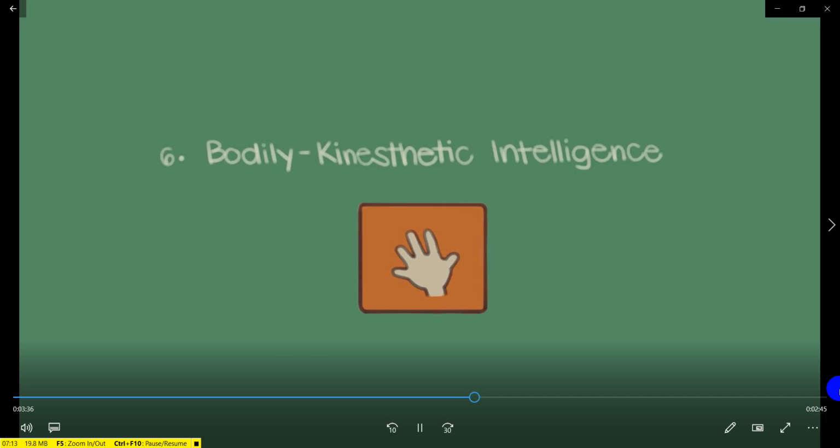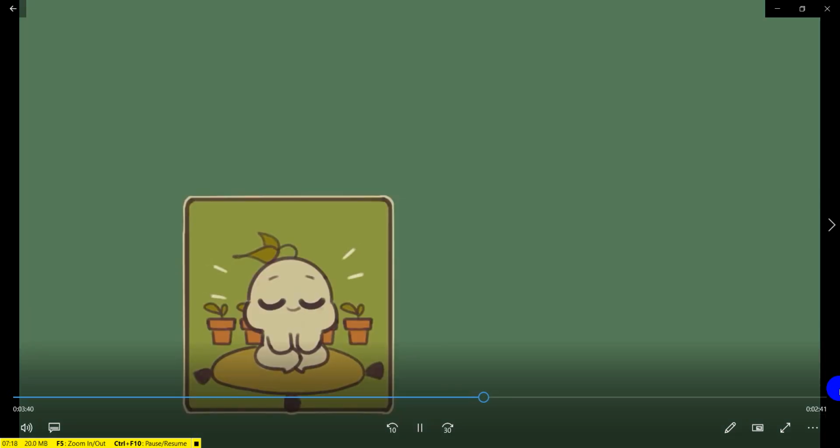Number 6, bodily kinesthetic intelligence. Do you feel that your mind and body are one? Can you tap into this energy directly? You are a special soul who uses the power of mind and body in unison to achieve your goals.